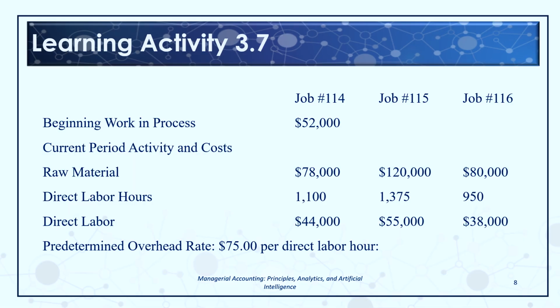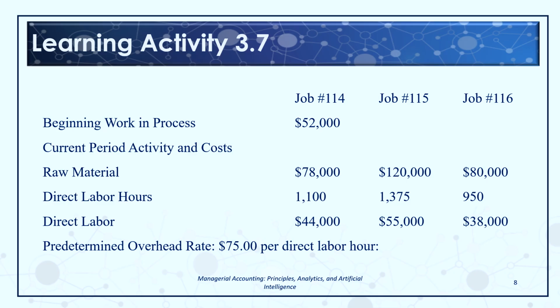Now we have a more comprehensive learning activity using Homecraft, a construction firm. You will see multiple jobs and a table showing raw materials, labor hours, and labor costs. A predetermined overhead rate of $75 per direct labor hour is provided.